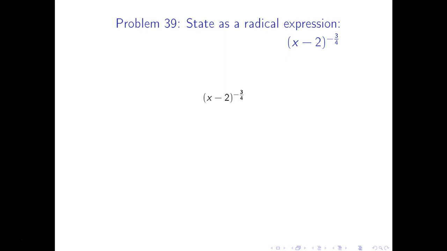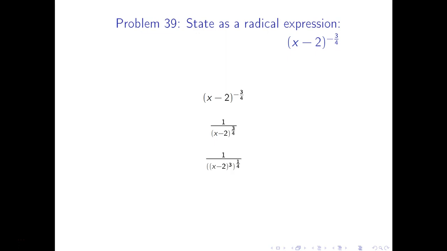The next one, we want to change this to a radical, which means we're going to get roots going on. Well, first thing, I don't like that negative exponent. How can I get rid of the negative exponent? Well, I can write it as 1 over x minus 2 to a positive 3/4. Remember, we move it to the denominator, and it changes to positive. So now we're happy. Now, how are you going to deal with that?